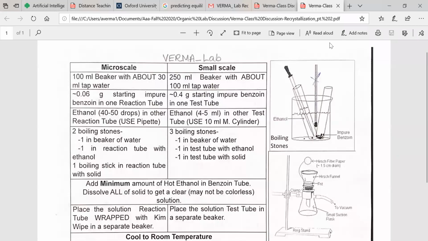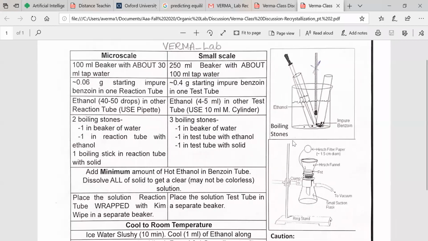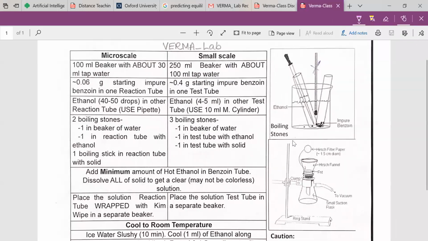For our experiment today, our class will be divided into two groups, the micro scale group and the small scale group. But for both of these, you will be using test tubes or reaction tubes, as is mentioned here, with boiling stones. When we have boiling stones, they create nucleation sites, and all the hot liquid that you will ever boil or heat, you will need to add the boiling stones in them.